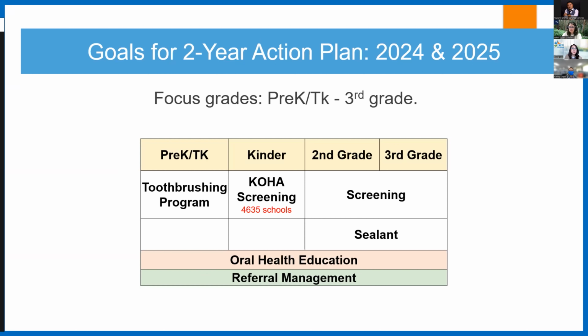And then when we focus on pre-K, we're looking at a toothbrushing program. We have Toothbrush in a Box that our office has created. That's on the COHTAC website. And then KOHA screening, which is a law, but it also is a best practice. Early screening and intervention is the best practice in not only oral health, but many other diseases as well. If we look at priority schools, we're looking at 4,635 priority schools.